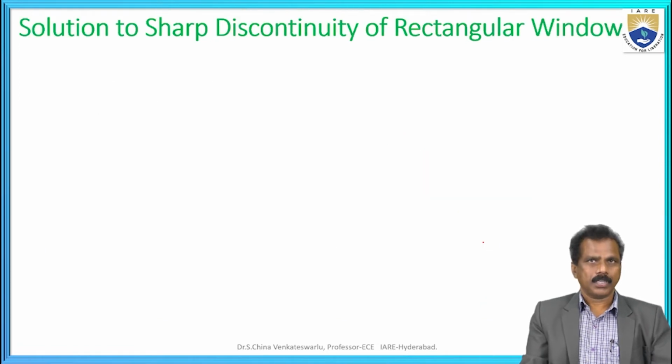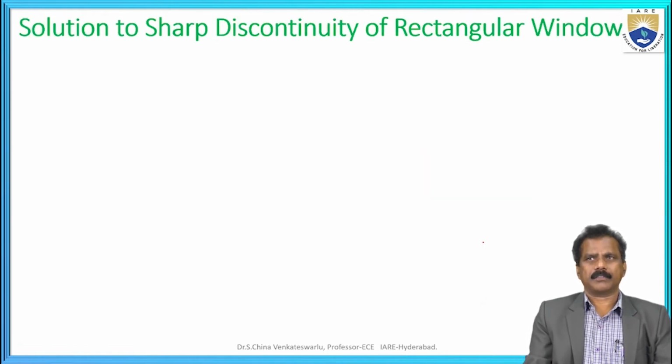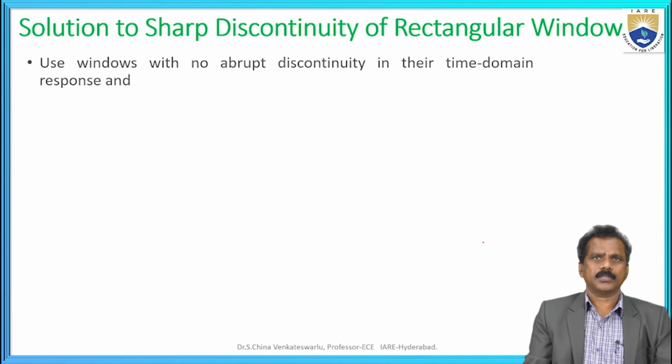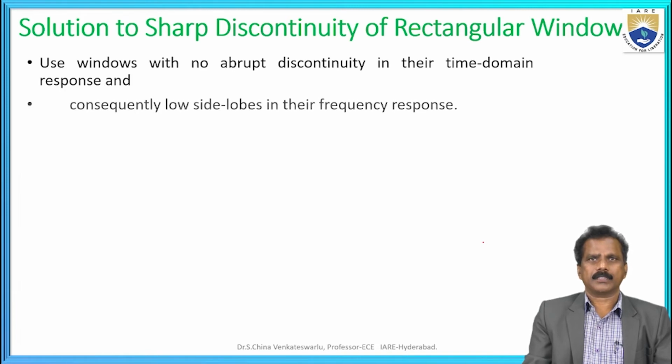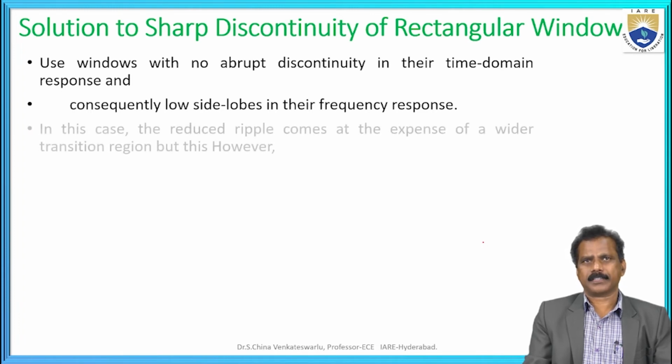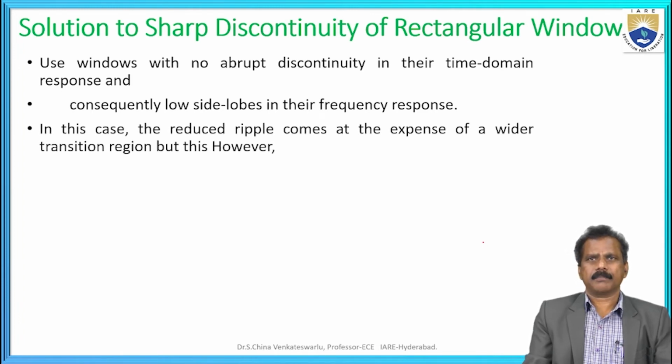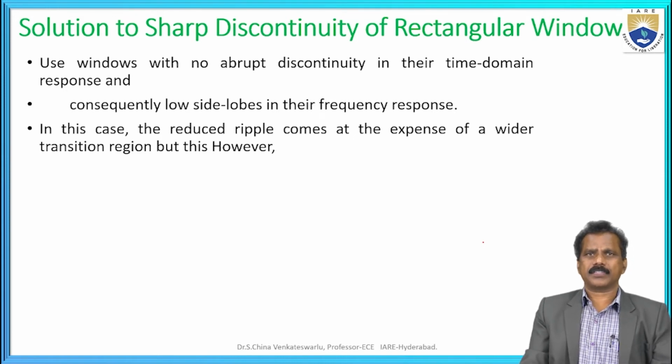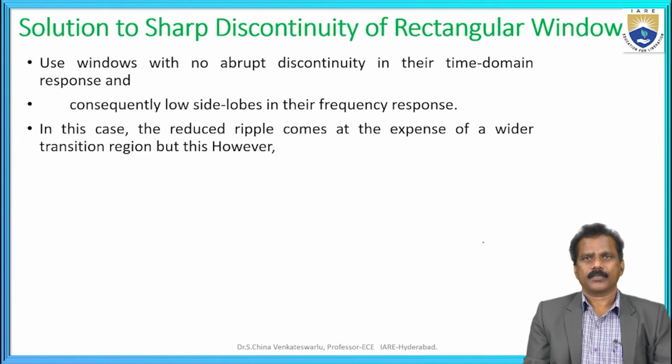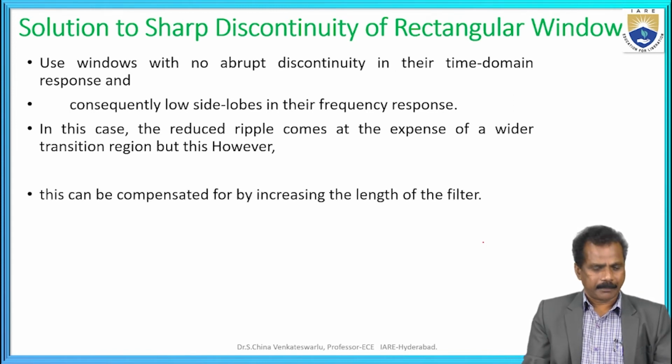Solutions to the sharp discontinuities of the rectangular window: the problem is identified, so how are we solving it? Use windows with no abrupt discontinuity in their time domain response, and consequently low side lobes in their frequency response. In this case, the reduced ripple comes at the expense of a wider transition region. However, this can be compensated for by increasing the length of the filter.